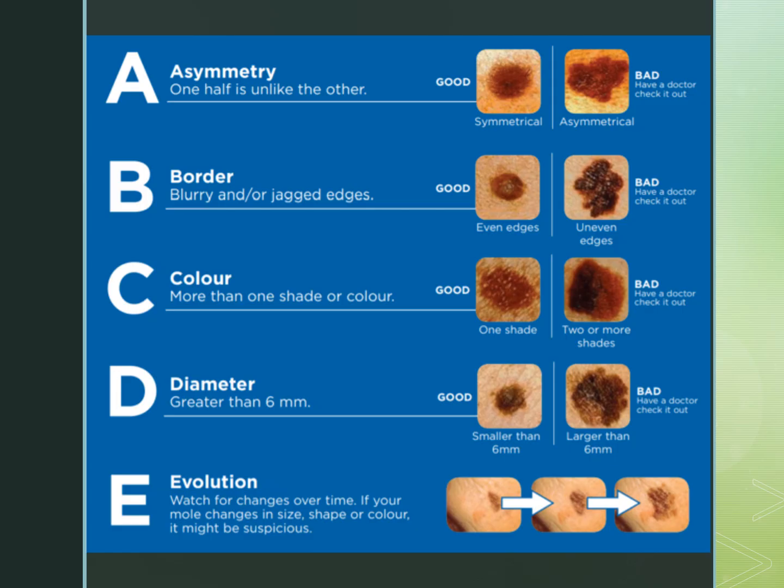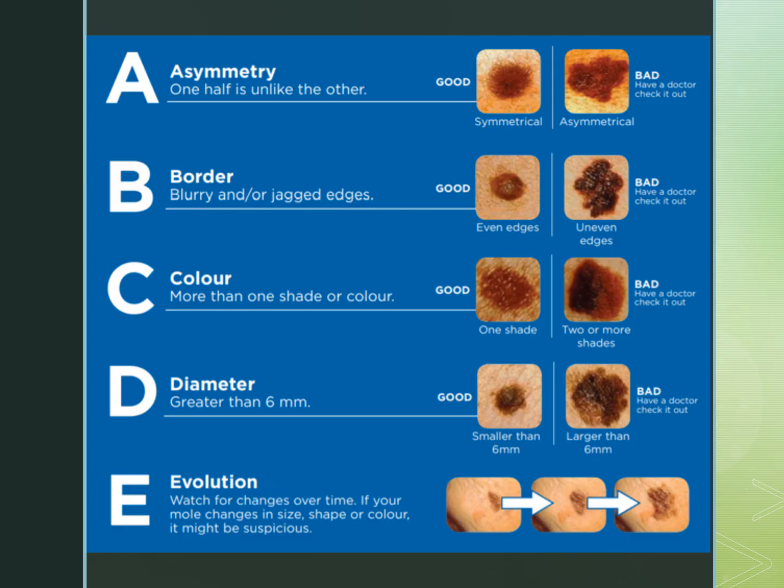Diameter, so size matters here. It's concerning if it's greater than 6 millimeters, so about the size of a pencil eraser. But remember, melanoma can still be smaller, so we're not relying on size alone. That's why we're checking our A, B, C, D, and E.